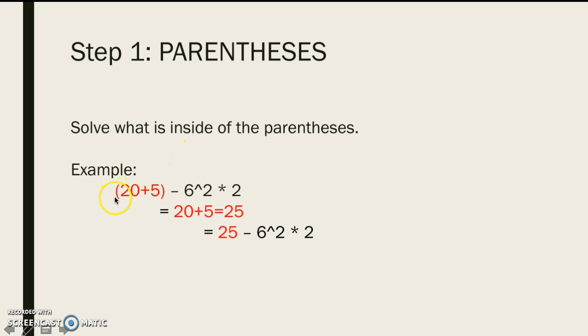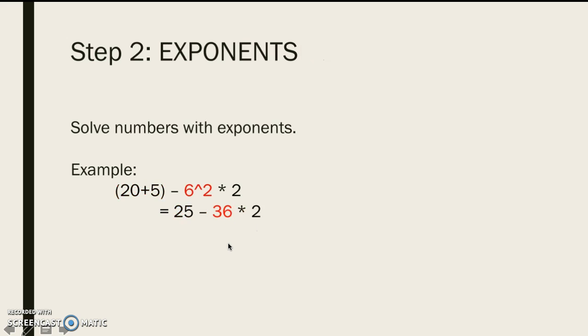Using this example, 20 plus 5 minus 6 squared times 2, we're going to pay close attention to the parentheses first. So just taking what's in the parentheses and solving it, it's 20 plus 5, which equals 25. So you're going to take that 25 and plug it back into the original equation. So now we're at 25 minus 6 squared times 2.